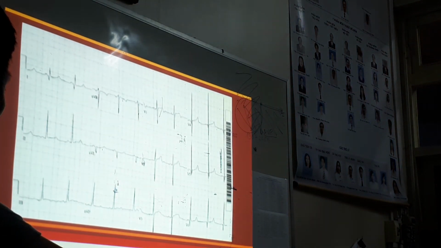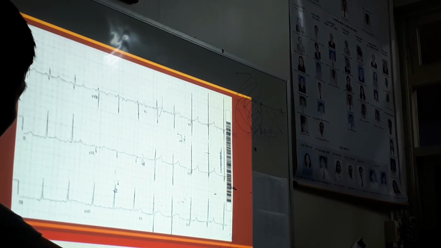How about this one? Young, healthy guy comes in, was playing football, went to kick the game-winning goal, fell over.